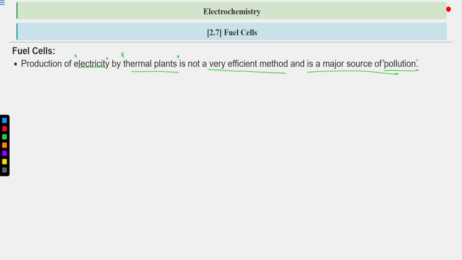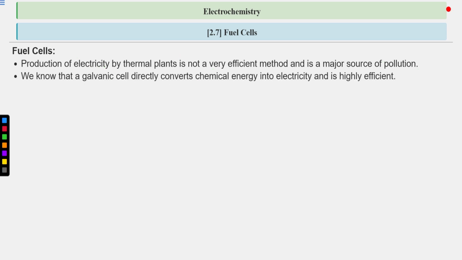So as I was saying, we are studying about the fuel cell. The production of electricity by the thermal plants is not a very efficient method and it is a major source of pollution. When you observe the very big thermal plants, for the larger production of the electricity, this is not a very efficient method of the production of the electricity, and also it causes much pollution.